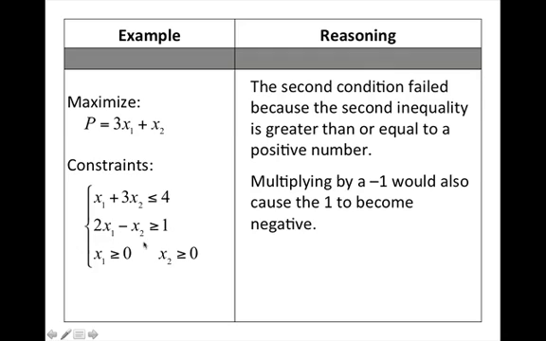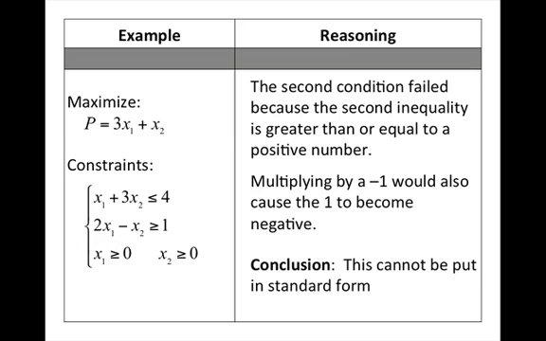So multiplying each side by negative would change this inequality sign to a less than or equal to, but it would also make this 1 become negative. So I would have less than or equal to a negative number, and that still fails condition 2. So this problem cannot be put in standard form.